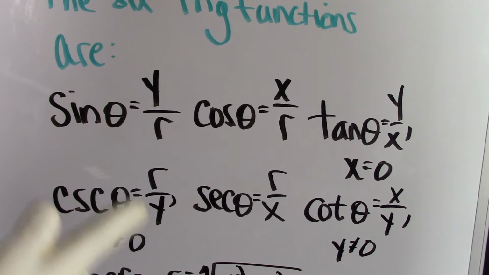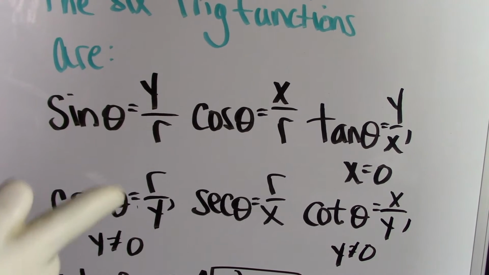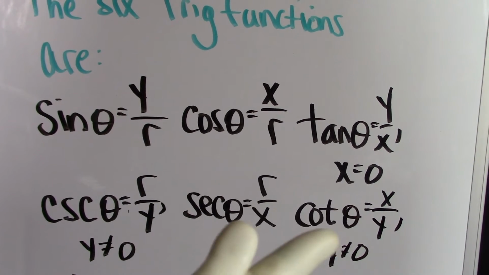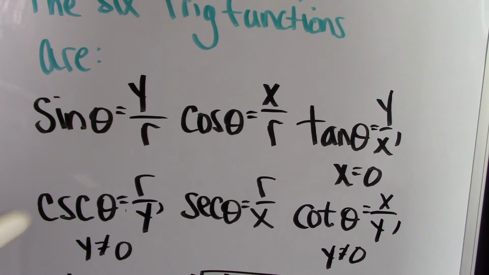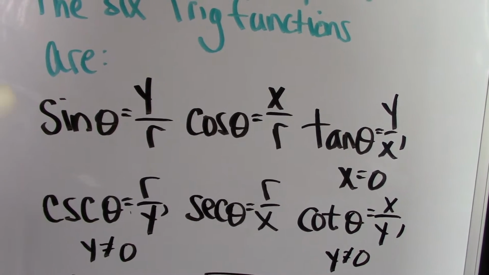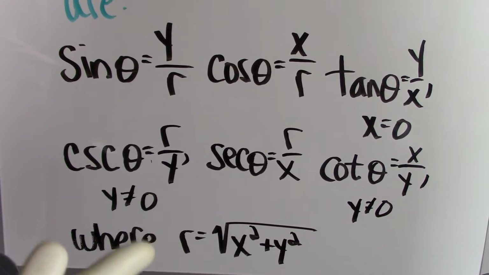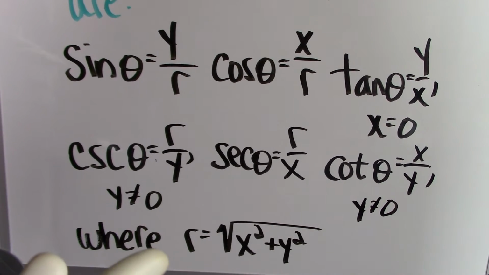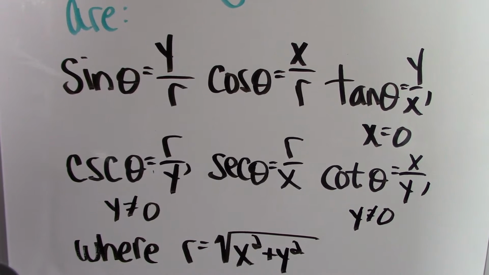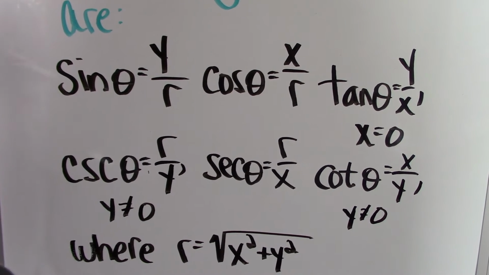Cosecant theta equals r over y. It's just the flip of the sine. Secant theta equals r over x. And cotangent theta equals x over y. Notice with cosecant and cotangent there are values that y cannot equal. What you will do then is also need the last piece where r is equal to the square root of x squared plus y squared. Now remember, if you take notes and write these down, this will help you as you do the homework. Now I'll show you an example of how you use these.